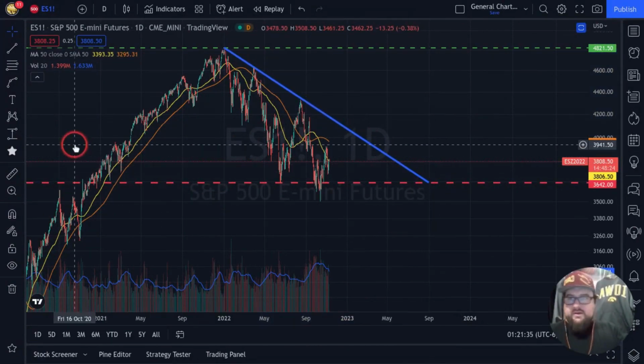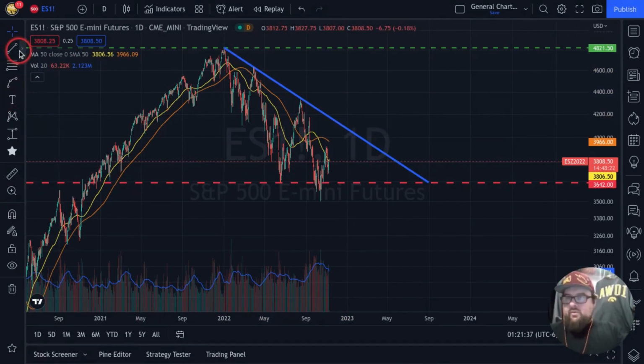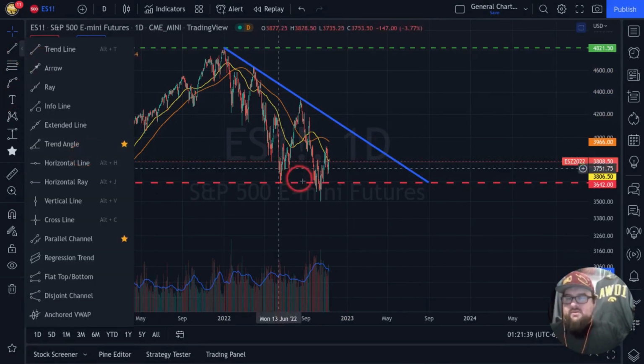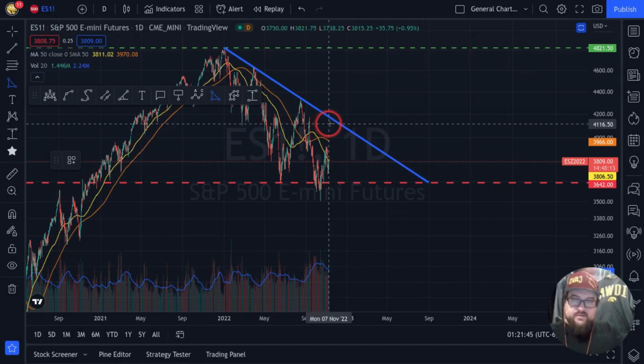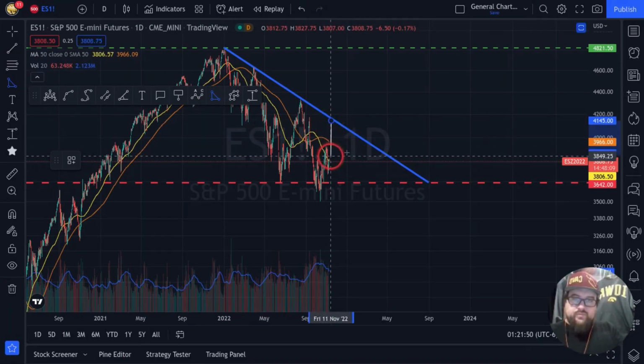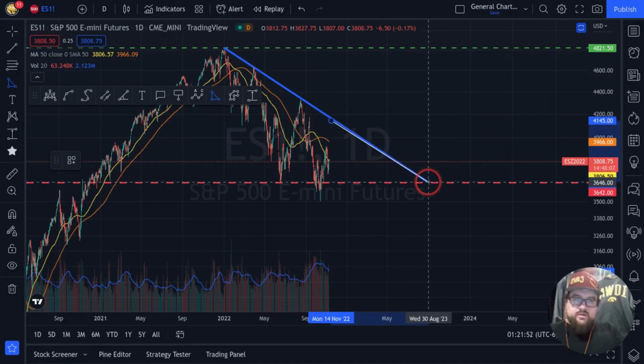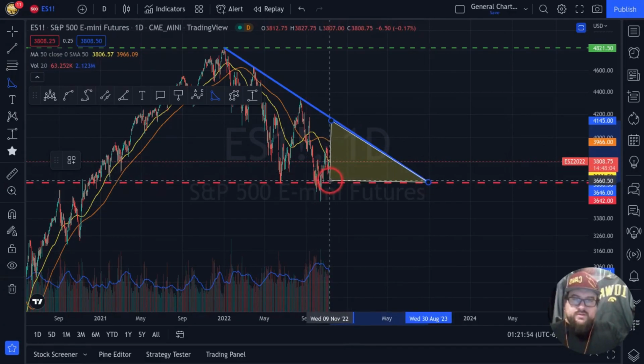And now what we have is what I call a decision triangle. So in this zone, the market is trying to decide what it wants to do next. So I'll just go ahead and fill this in here and show this as a point of decision.